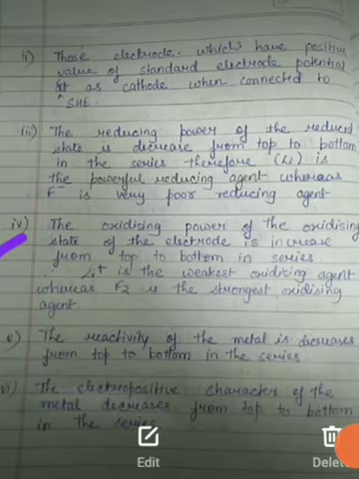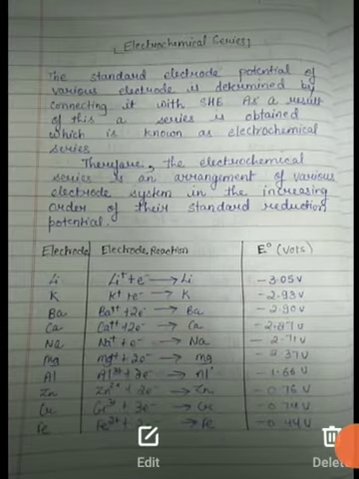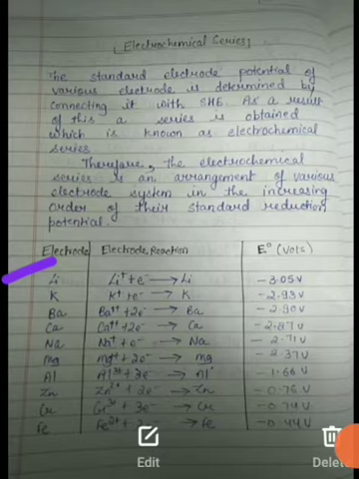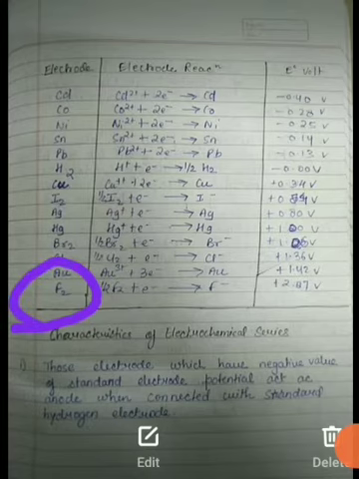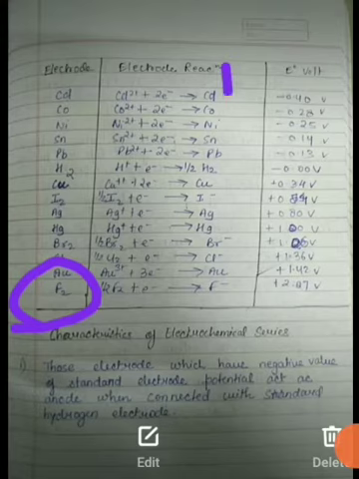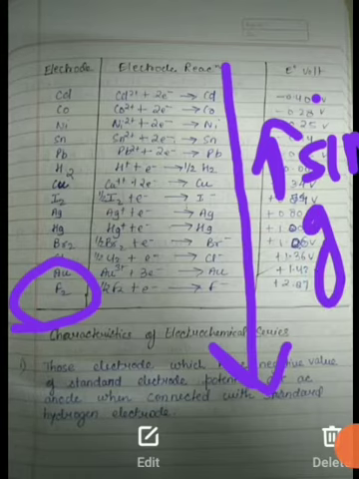So for this, what can we assume? We can simply assume that in case of Li plus, Li plus is the weakest oxidizing agent. And what will be the case for F2? Here you can see F2 will be the strongest oxidizing agent. Why? Because oxidizing power is increasing down the group.